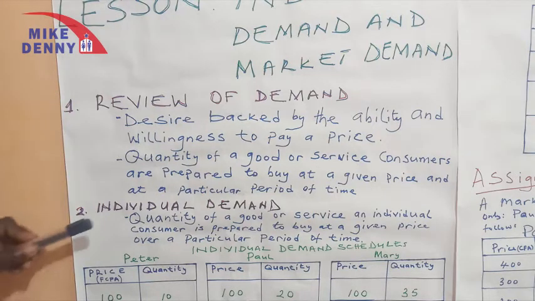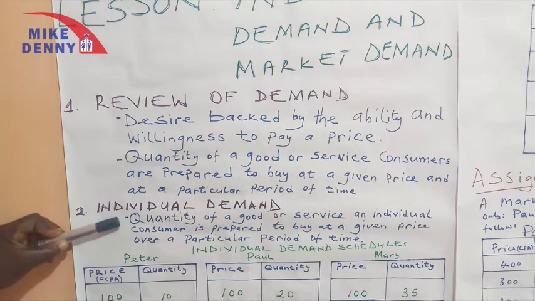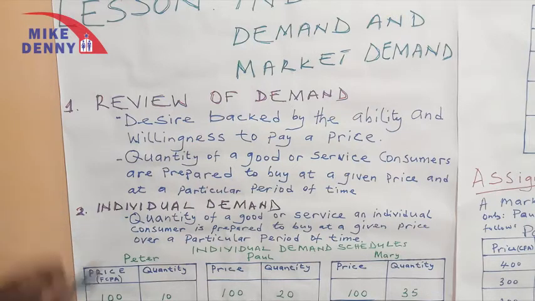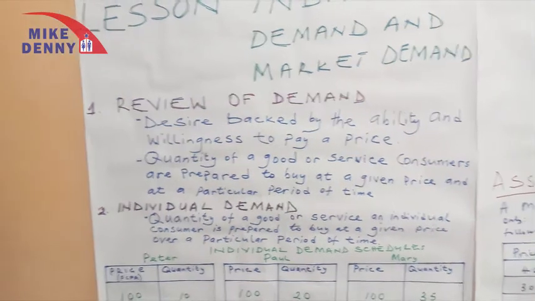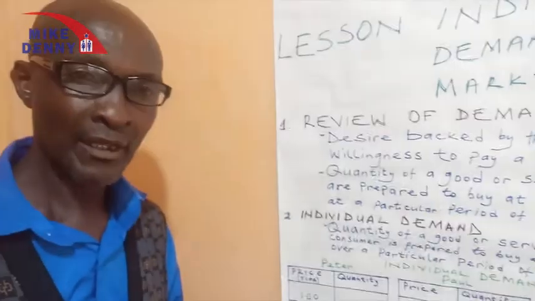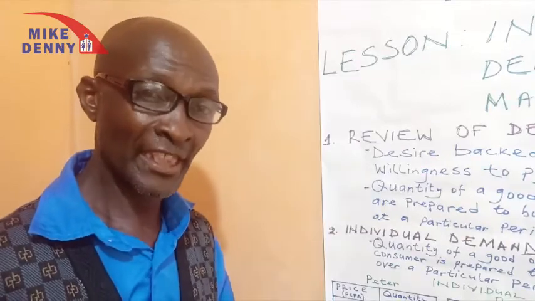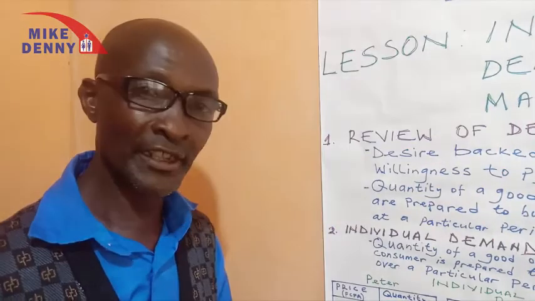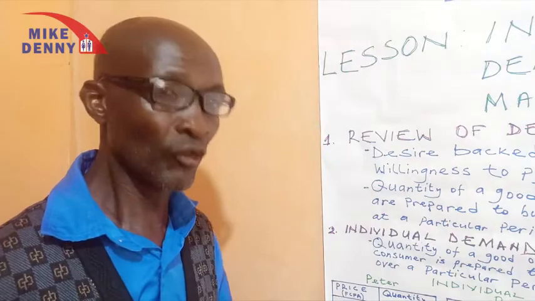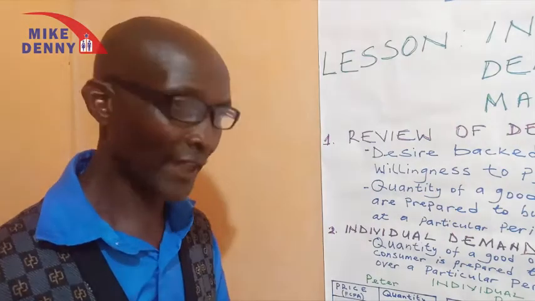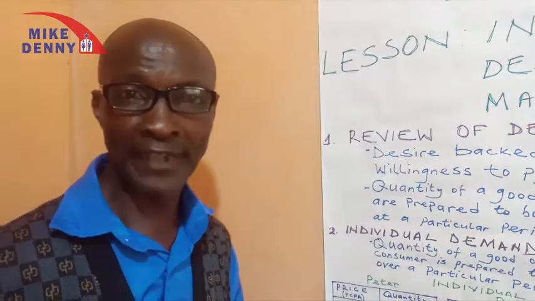Individual demand is the quantity of a good or service an individual consumer is prepared to buy at a given price over a particular period of time. As you all know, many people buy a commodity. There are many consumers for a commodity. So by individual demand, we are looking at the quantity that one of the consumers is ready to buy at a given price and at a given period of time.